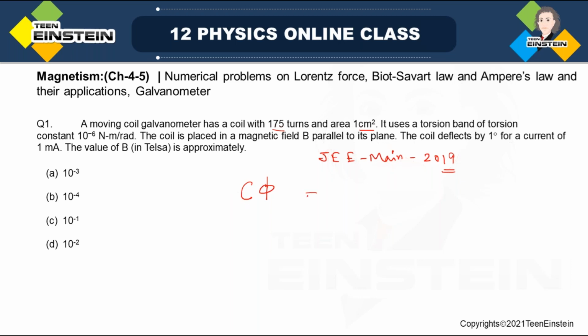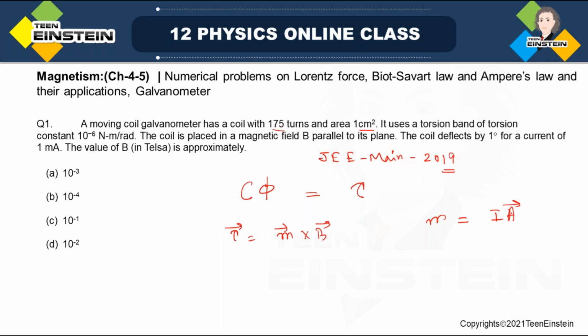So c phi is equal to the torque experienced by the coil, and that torque is given by m cross b. What is m? M is a vector quantity, called the magnetic dipole moment or magnetic moment, and b is the magnetic field induction, as you know. So m is given by I into A.